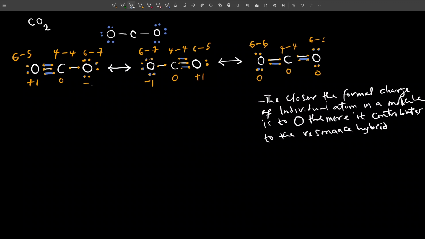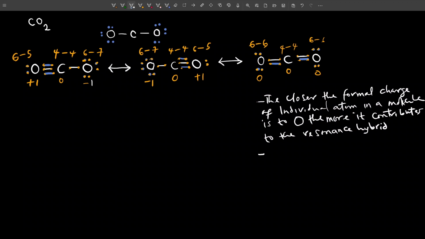Take for example, this was minus 5. This is very, very far from 0, right? So you can say that this structure does not contribute to the resonance hybrid. Do you understand? That's what it's all about. That's what I meant by this statement. So the closer it is to 0, the more it contributes to the resonance hybrid.